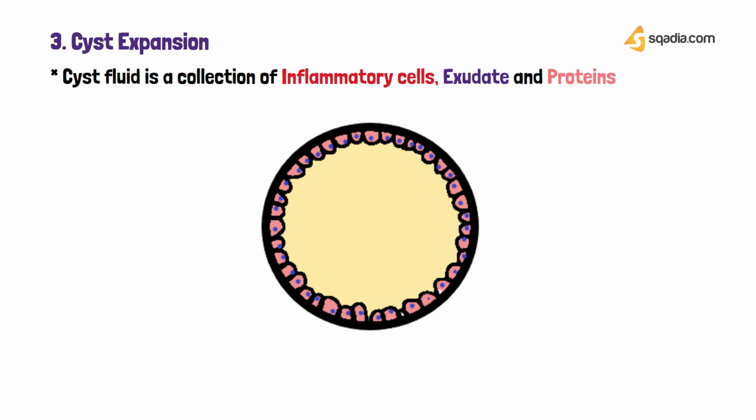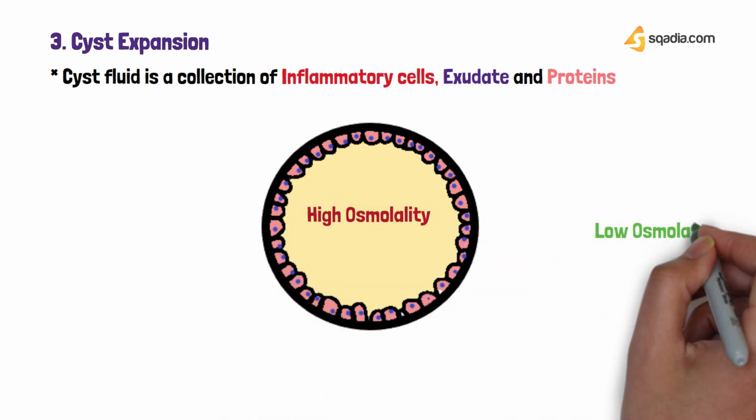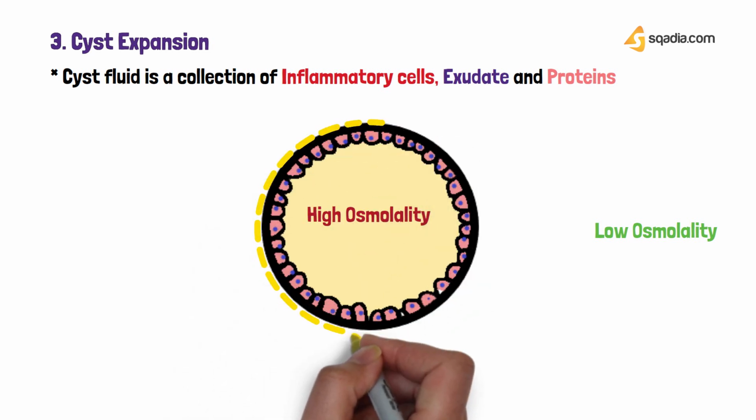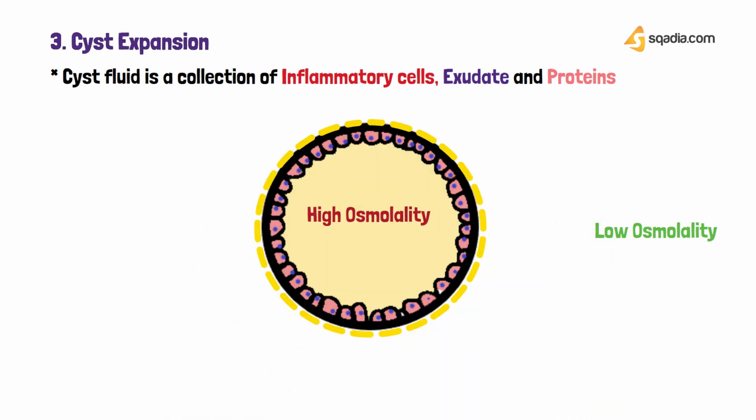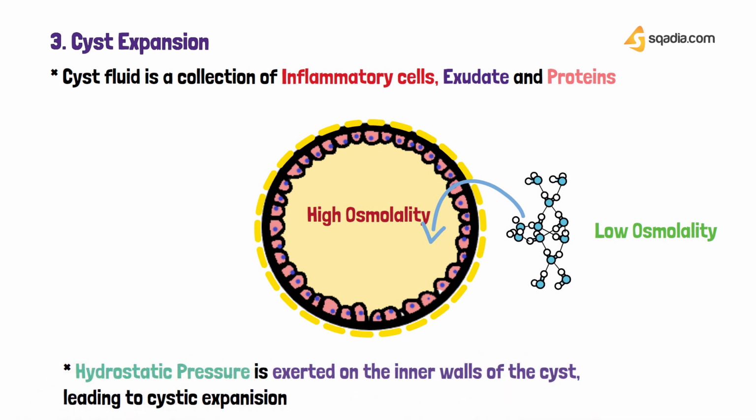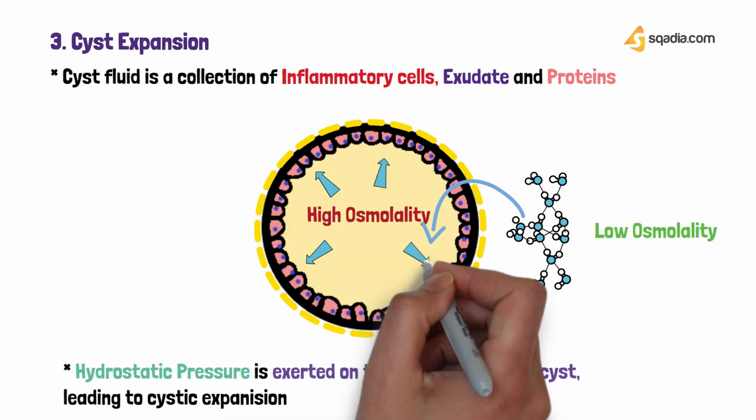This creates a high osmolality in the lumen of the cyst, whereas outside the cyst there is low osmolality. The cystic wall is porous. Now what happens is, to balance out this osmolality, water moves into the lumen and a hydrostatic pressure is exerted on the inner walls of the cyst, and this causes the cyst to expand.